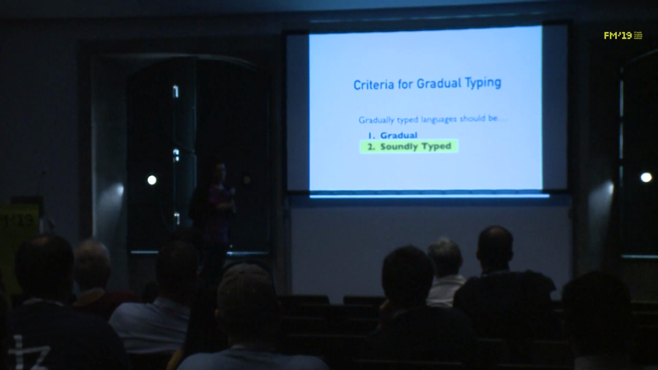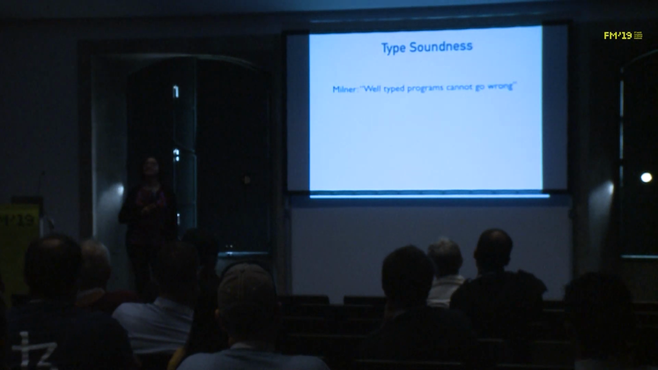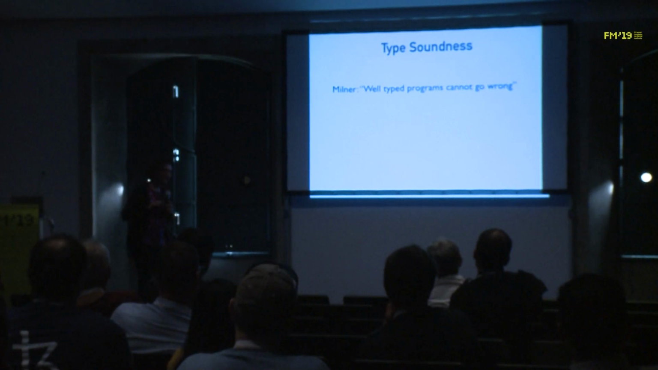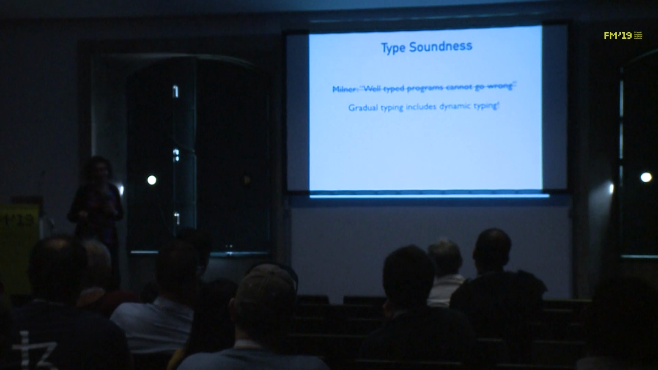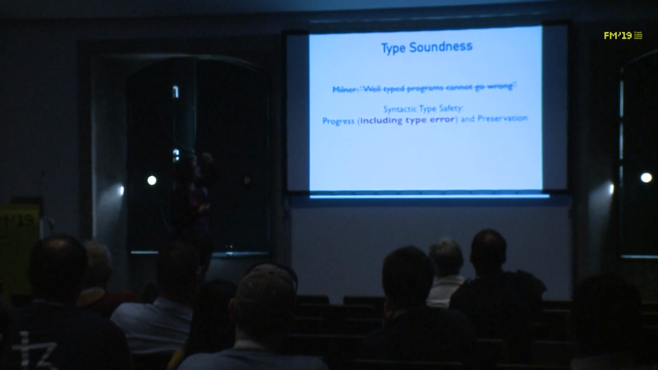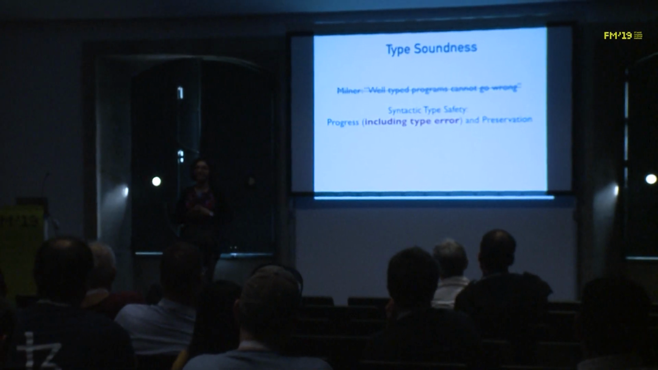Now, the other thing I said was that gradually typed languages should be soundly typed. So, type soundness, right? Milner's slogan is that well-typed programs cannot go wrong. Of course, in a gradually typed language, you have all the dynamically typed programs in there, so you are going to get type errors. So you are going to go wrong. That means we have to adopt a slightly different type soundness theorem. Generally, gradually typed languages will prove syntactic type safety, which is progress and preservation, but progress allows for the possibility of type errors.